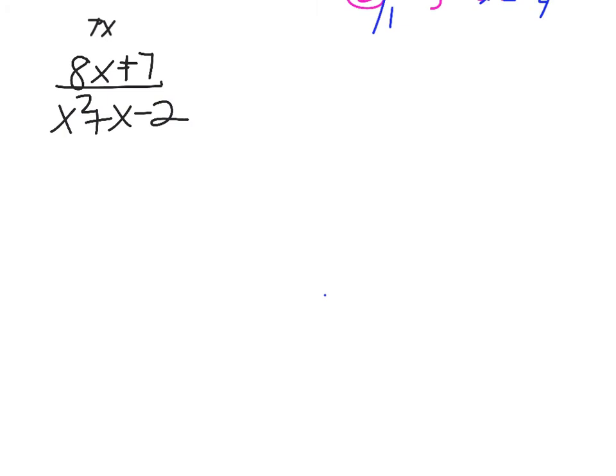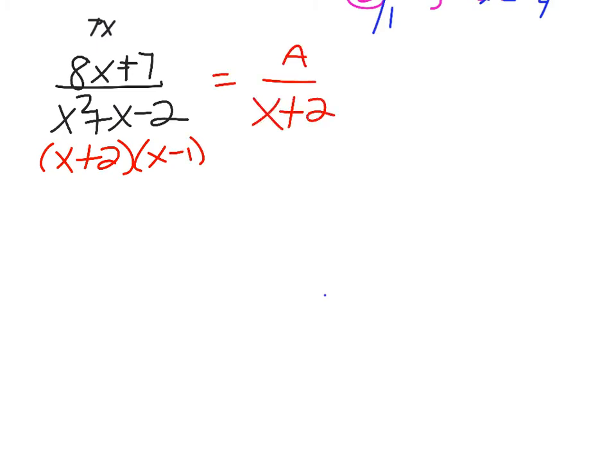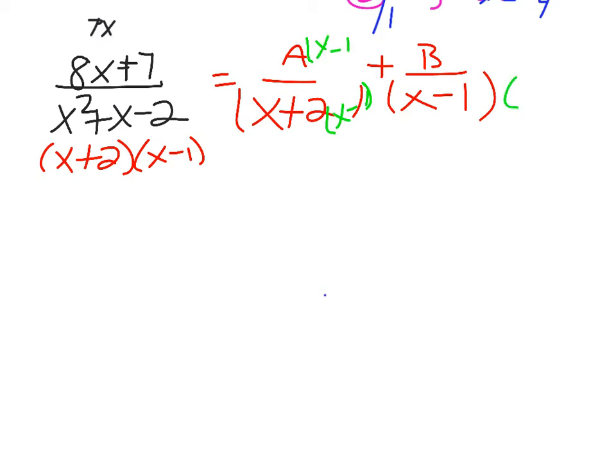Okay, so let's take a look at 2b. So the same thing again, we're going to factor the denominators. The denominators factor, and they become x plus 2, x minus 1. All right, so it's going to be A over x plus 2 plus B over x minus 1. All right, so I'm going to multiply the left fraction by x minus 1, and the right fraction I'm going to multiply by x plus 2. Okay, so I'm going to cross off the denominators, and this is what I'm left with.